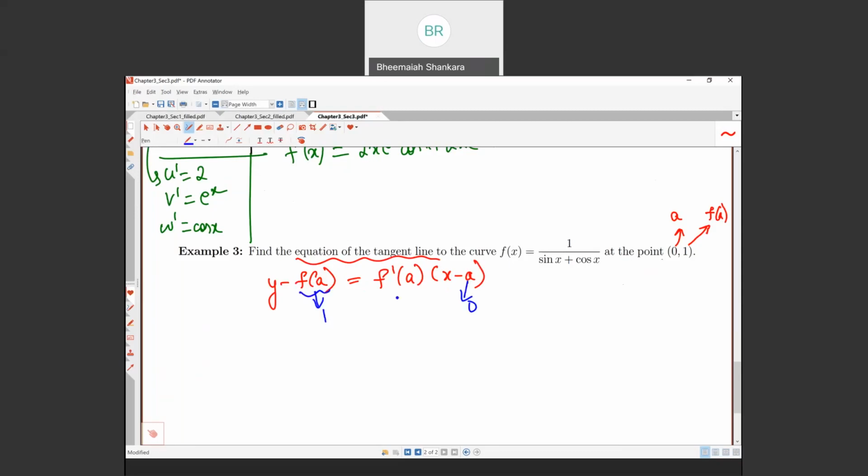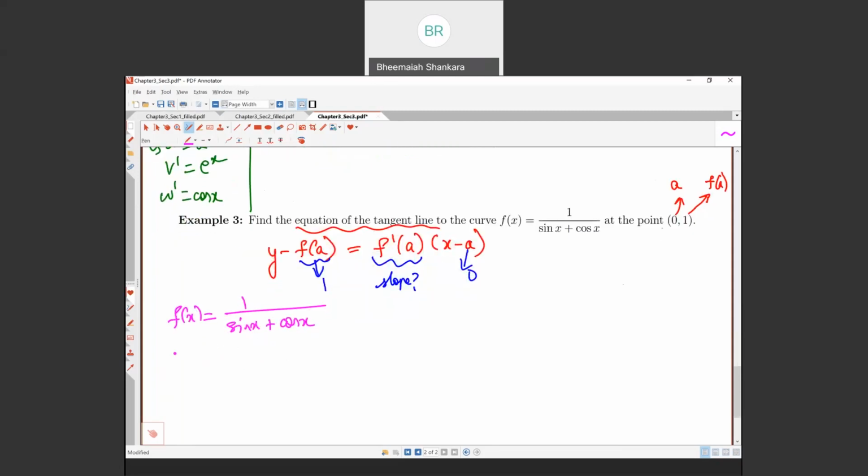So all you have to do is find the slope. If you find the slope and plug in, you're done with the problem. So let's find the slope. To find the slope, start with the function f of x, which is 1 over sine x plus cosine x. First, I want you to find f prime. And when you start finding f prime, you want to see that this is the quotient form. Numerator is u, denominator is v. So let's do the quotient rule.